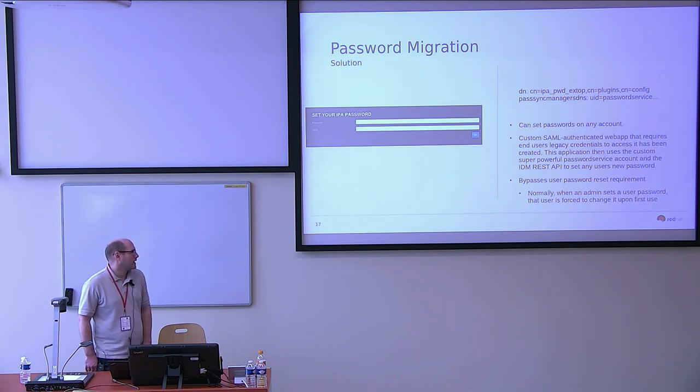Once you log in, it asks you to set your IDM password. So you enter whatever you want your IDM password to be, and it goes out via REST API, using that special service account in IDM, and sets your password. It also bypasses the user password reset requirement. Normally, whenever you set a password in IDM, next time the person logs in, they immediately have to change it. So this has worked well, and this is easy and simple for people to manage. Overall, this was a win. It just took a little bit of time to figure out a workaround.